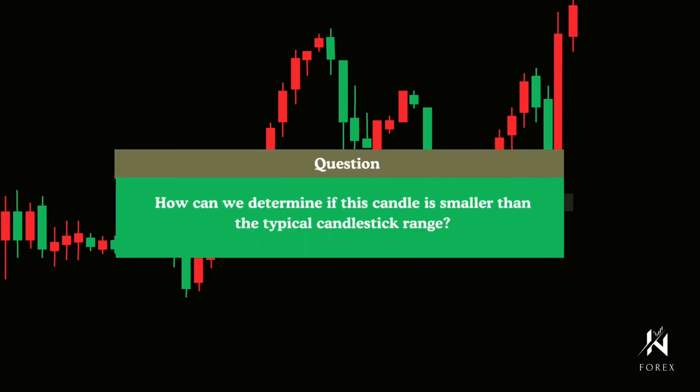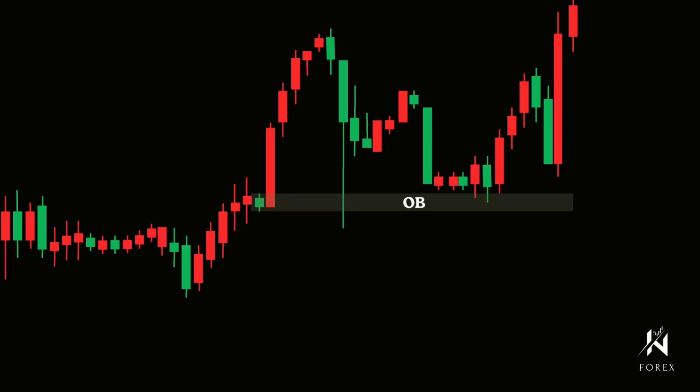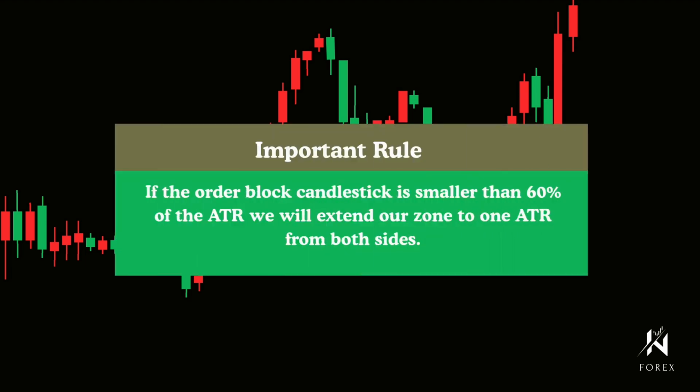But how can we determine if this candle is smaller than the typical candlestick range? We do that by using the ATR indicator on the chart. The average true range, or ATR, is a tool that tracks market volatility. It calculates the average size of the last 14 candles based on its default configuration. So here's an extra rule for marking the order block zone.